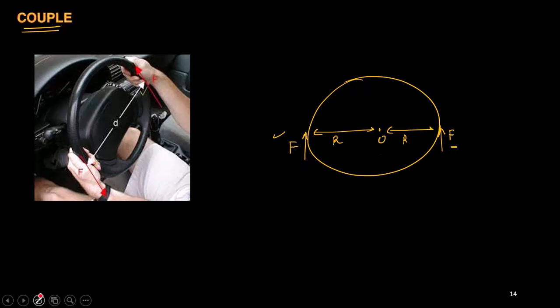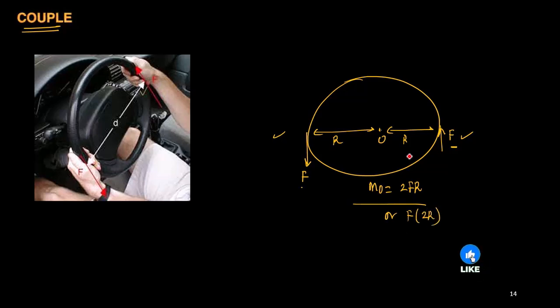Okay, so in order to produce a couple, you should produce two different forces of equal magnitude but opposite in direction. One force is in this direction, another force must be in the other direction. So now these two forces will produce a couple about point O. Why? Because this will give an anti-clockwise moment, and this will also give an anti-clockwise moment. The net moment about point O should be equal to 2 times F into r, or I can say F into 2r. What is 2r? 2r is nothing but the distance between the two forces.